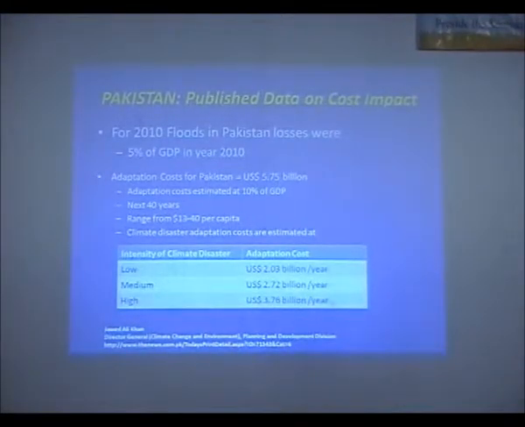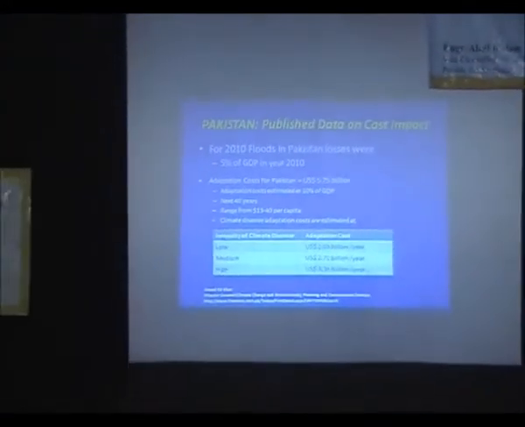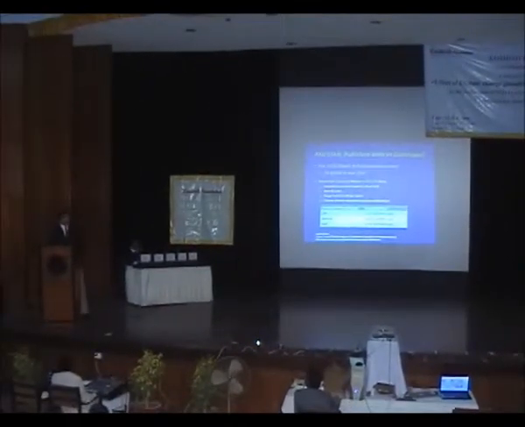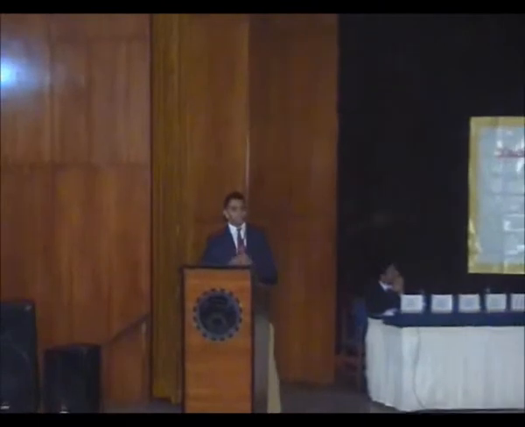Published data on cost impacts. This is a report by the Director General of Climate Change and Environment, Pakistan Planning and Development Division. And he said that in order to adapt, and Mr. Rapnawaz talked about adaptation, I don't know how many of you picked on that. Adaptation is basically, what do we do? We know that the flood is going to come. We know that there will be extreme droughts. We know all these things are going to happen. What do we do about it?